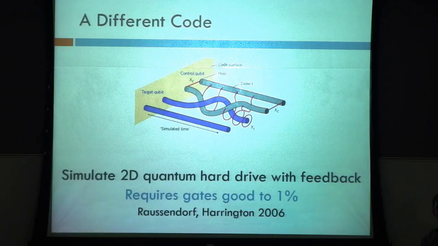And that, I think, is when companies, et cetera, started to really pay attention. Because I don't really need my qubits to be that good. My qubits are already better than this.